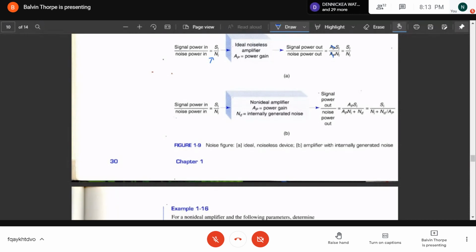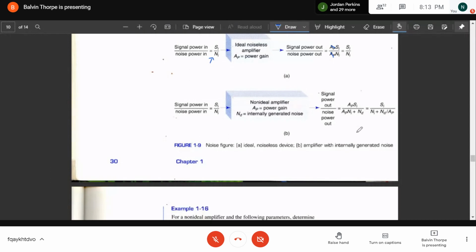For a system that is ideal, meaning that there is no noise that is added internally to the signal when the signal traverses, then the noise factor is going to be 1 because it will be signal to noise at the input over the signal to noise at the output, and that ratio would be 1 because there's no noise that is added.